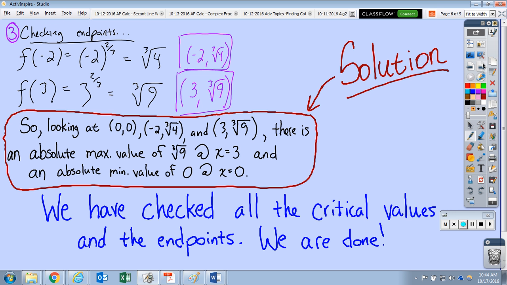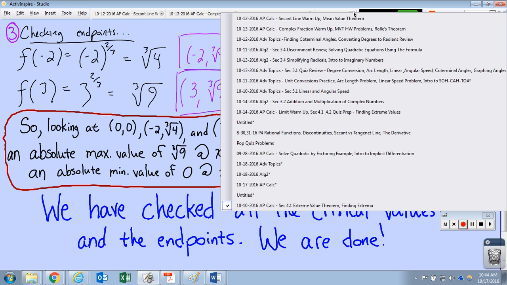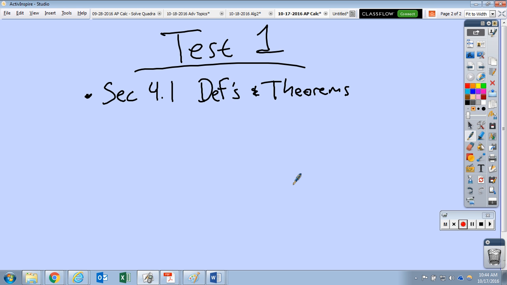All right, and then once you write all 3 locals, and you say, okay, I've looked at all of them, I know which one's the absolute max, which one's the absolute min, you're done. We have checked all the critical values and the endpoints, we are done. So, bullet point 2 on the test is checking endpoints and critical values and finding extrema. So, back to that.